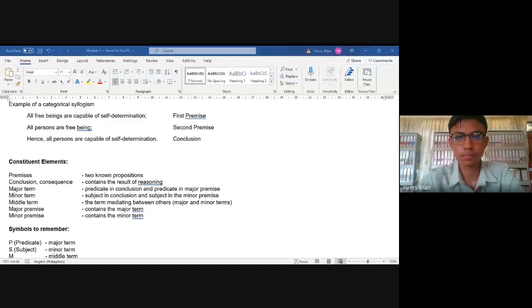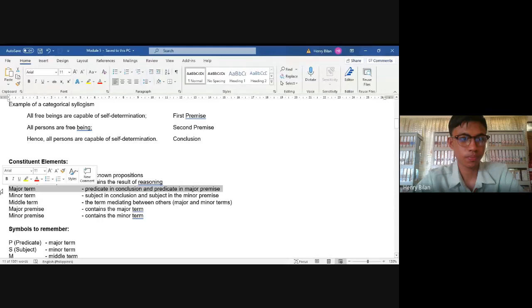Then we have the terms. So I remember one of you asked about the terms. Kasi nahihirapan ba siya or hindi masyadong maliwanag kung ano ba yung mga terms. There are three terms in a syllogism. In a valid syllogism, there should only be three terms. So what are those terms? The first one is the major term.